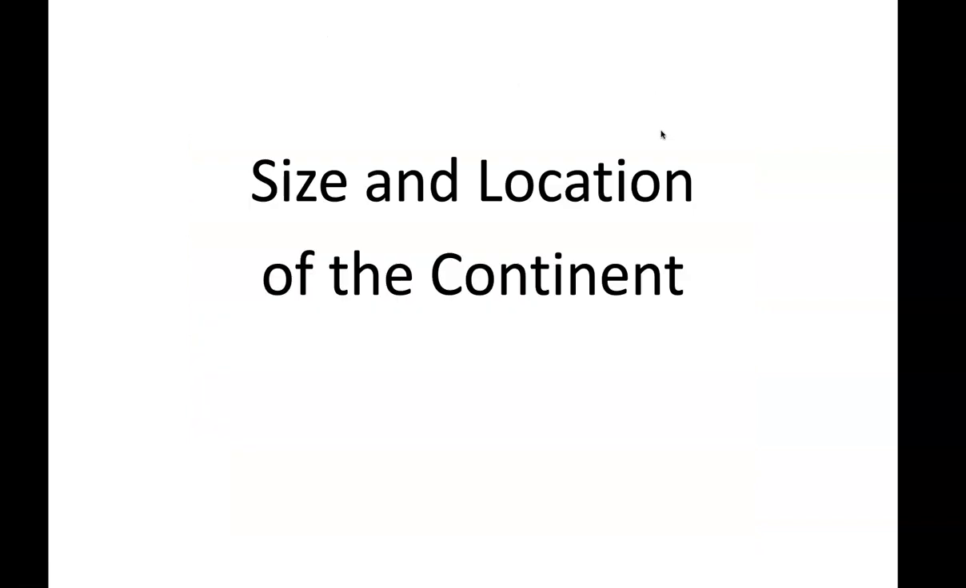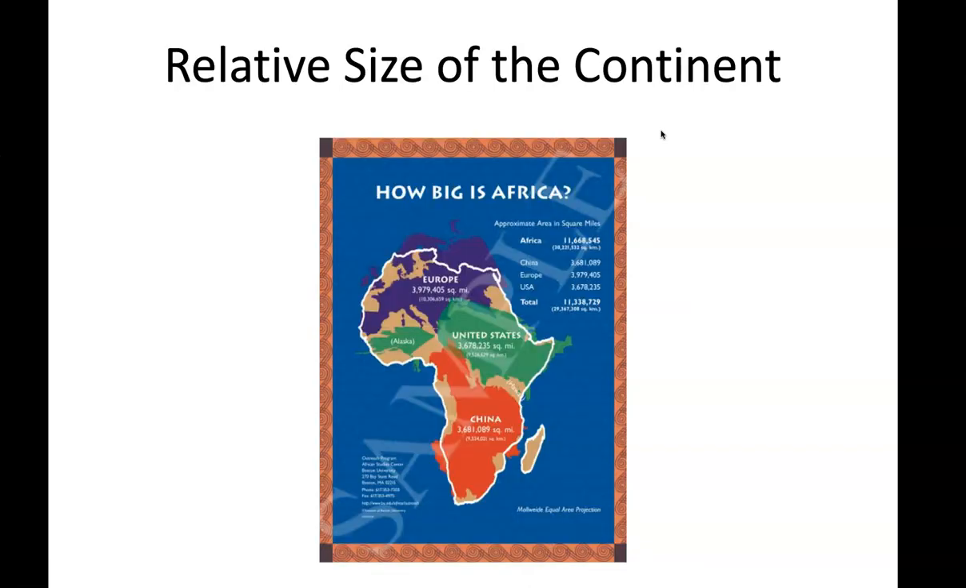That's very important. But also important are the size and location of this continent. Relative size of the continent is very important, and there's a map like this in your textbook. It shows that you could take the outline of China, the United States, and Western Europe, and fill Africa and still have a little bit of space left over. All right, so that should give you some idea of the size of the continent. Roughly 5,000 miles north to south, 4,500 miles east to west. So it's a big place.